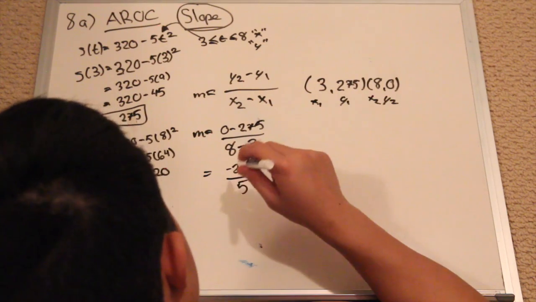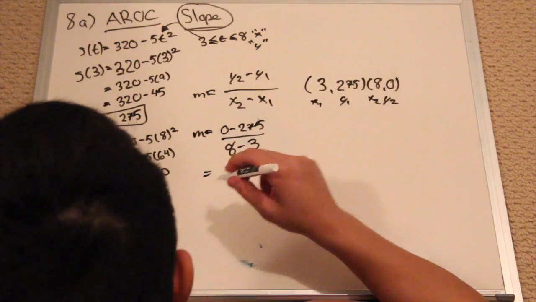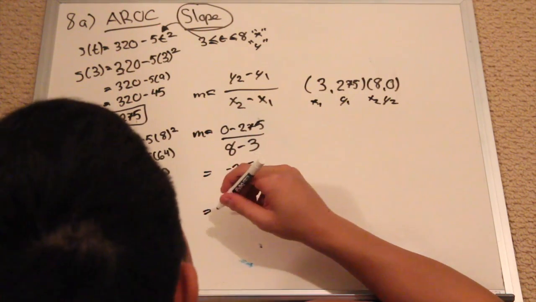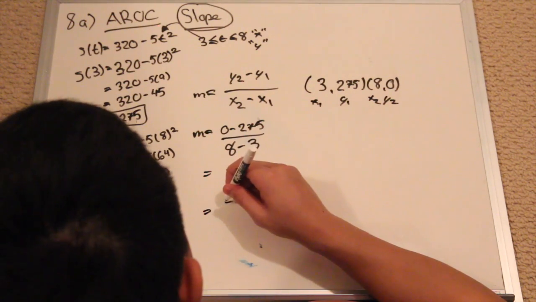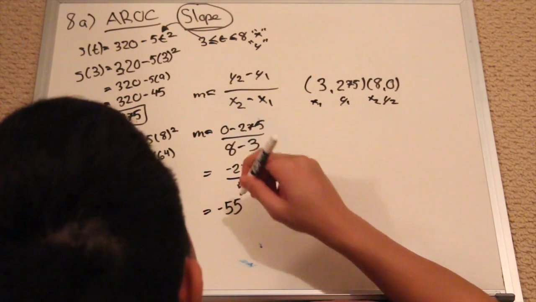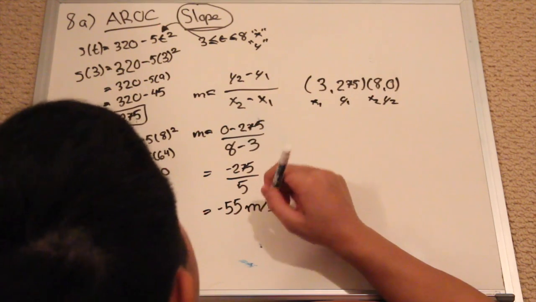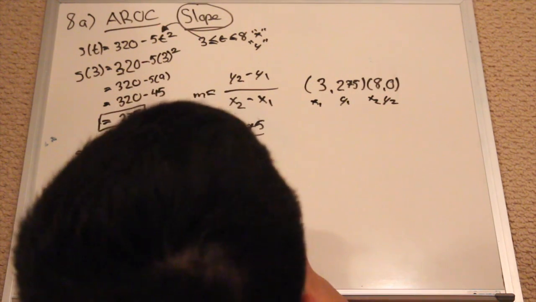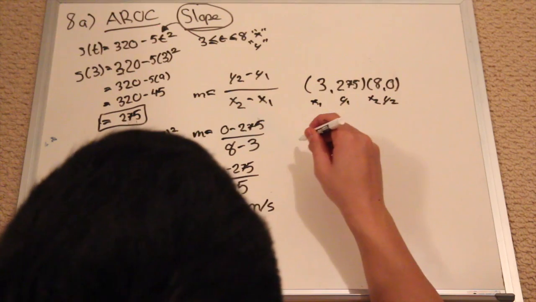Now this is not the correct answer just yet. You always want to reduce it. So it's going to be negative 55 meters per second. Oh yeah, you also always have to do a let statement, or therefore statement, sorry.